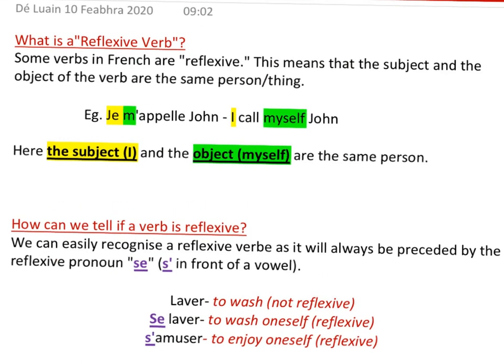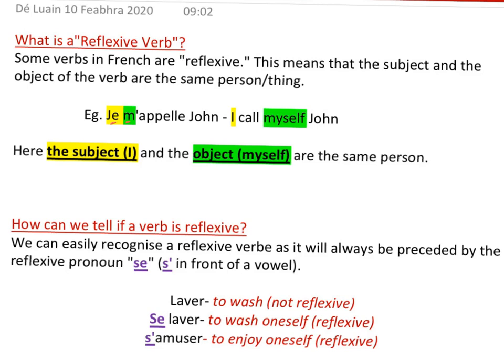So when we have a look at reflexive verbs then, we're saying that the subject and the object are the same person or thing. And we've seen reflexive verbs before. The very first one we would have come across was the expression, je m'appelle Jean. We would have learned that that means my name is John, but more correctly in French, you're actually saying, I call myself John.